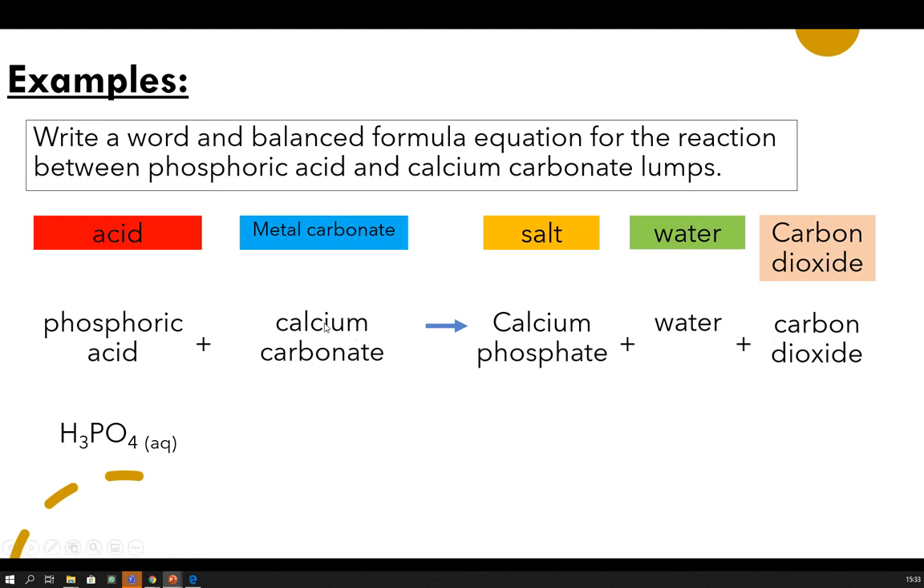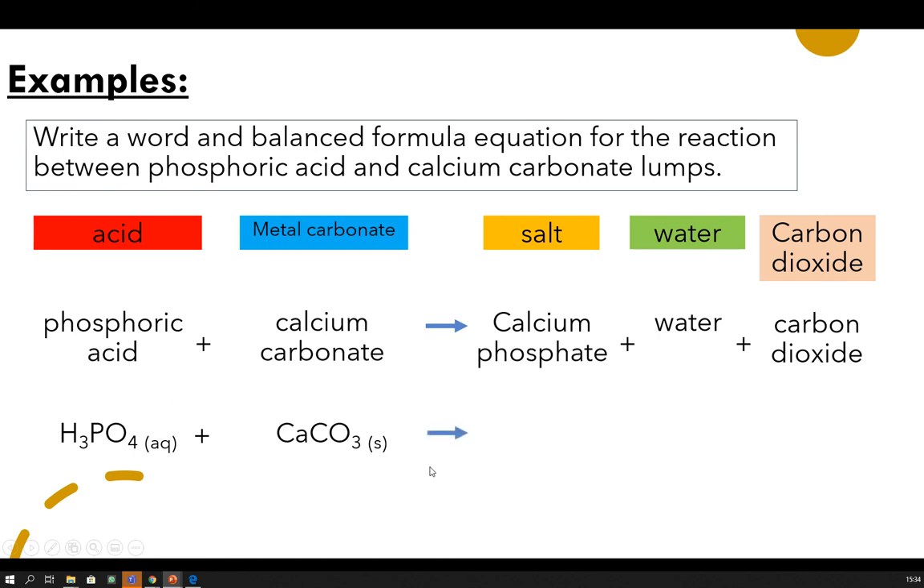For calcium carbonate, calcium has a valency of 2, and the carbonate group ion also has a valency of 2. Remember, if you see ATE in a name, you should be looking on page 8 to look up the group ions. We can simplify the 2 and the 2 to 1 and 1, which gives you the formula CaCO3. And I know the state symbol to use is S because the question told us we've got carbonate lumps. So that suggests we've got a solid.